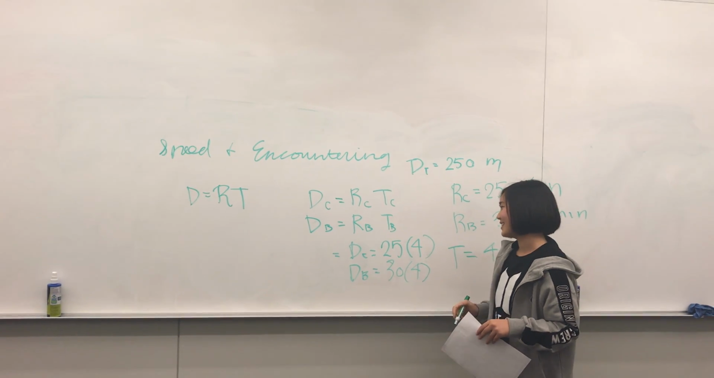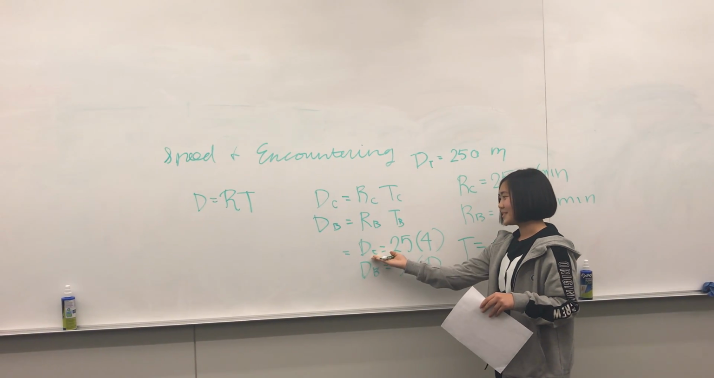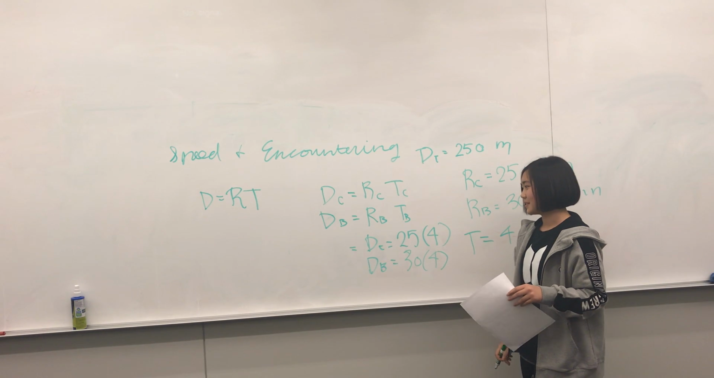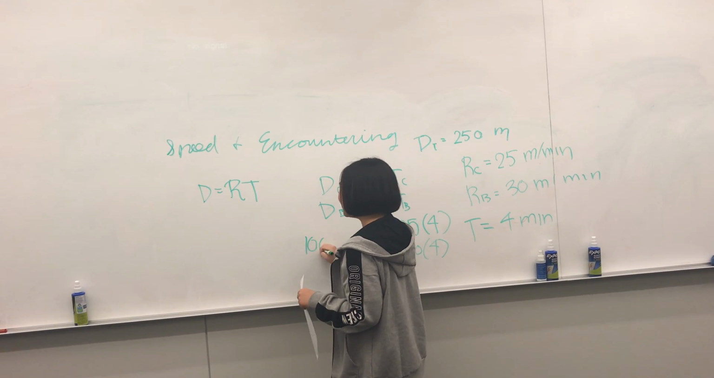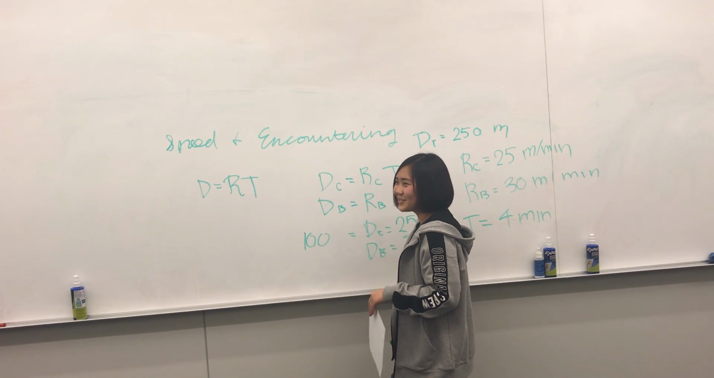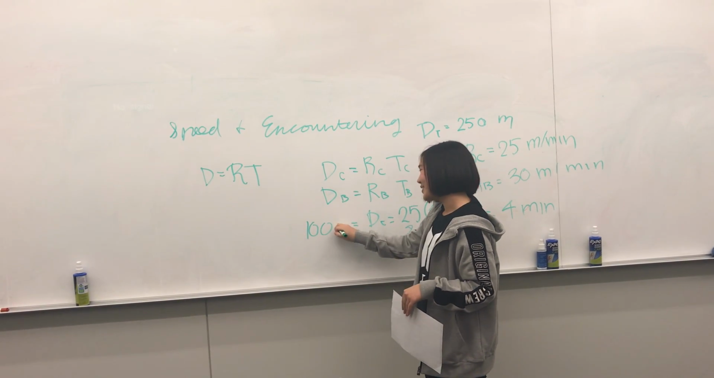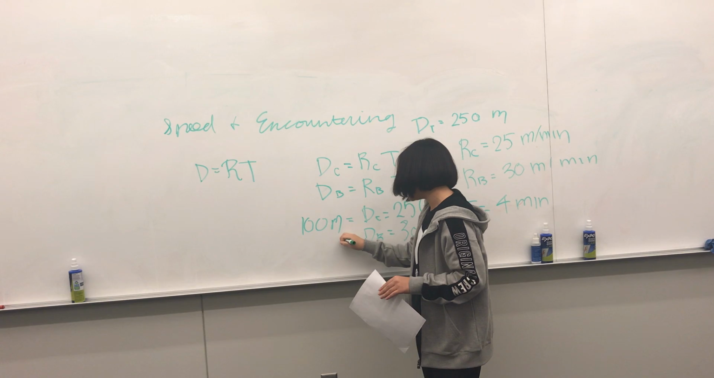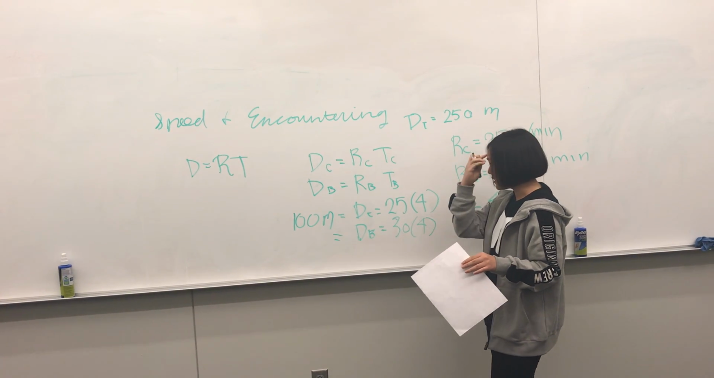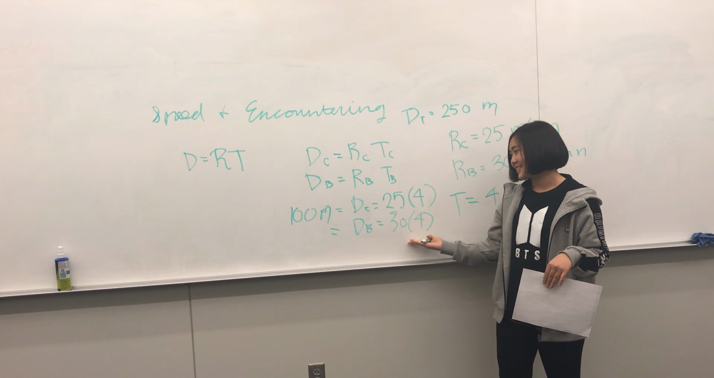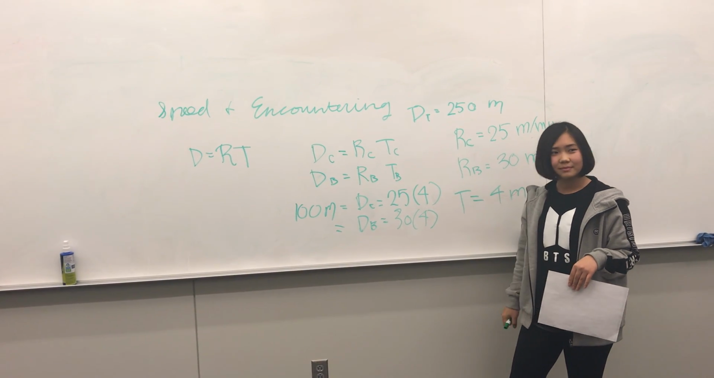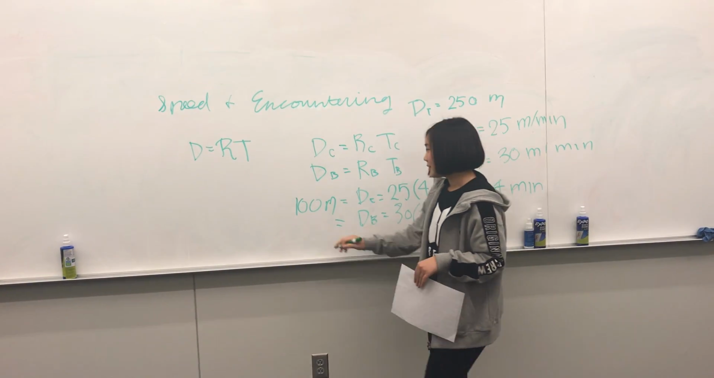Okay. Preston, what is the total distance traveled by Charles given this equation? 100. Good job. What's the unit? Meters. Good job. Don't forget to put the unit, or else you're going to get points taken off by your teacher. So, Hannah, what is the distance traveled by his brother? 120 meters. Good job.